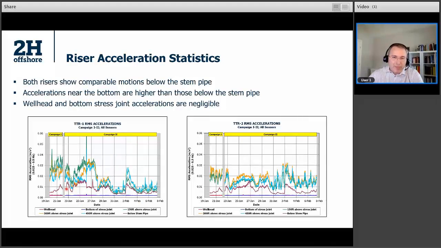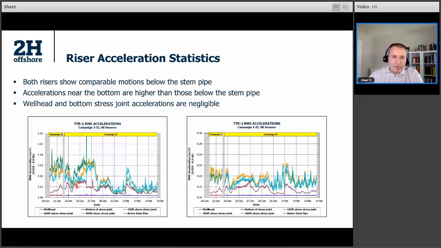And this is something we expect, right? Because these TTRs are attached to this spar, and this sensor is right below the stem, so they are directly transferring the spar motions to the riser. So they are comparable here, as I expected. And then for both risers, accelerations near the bottom are always higher than the stem pipe, right?